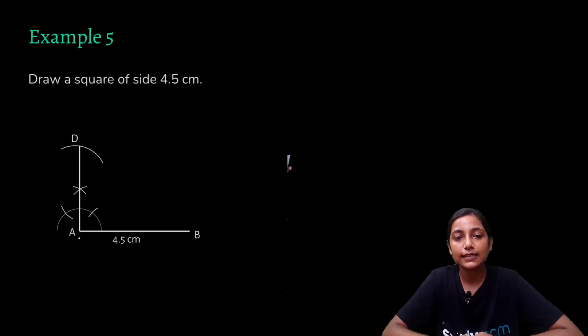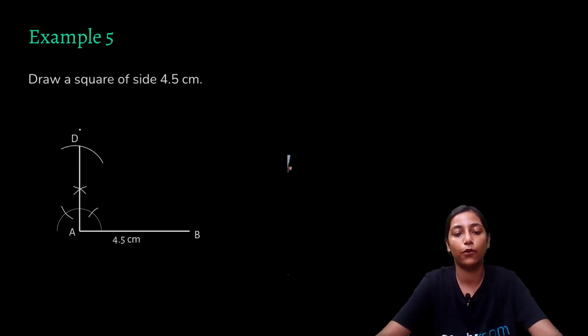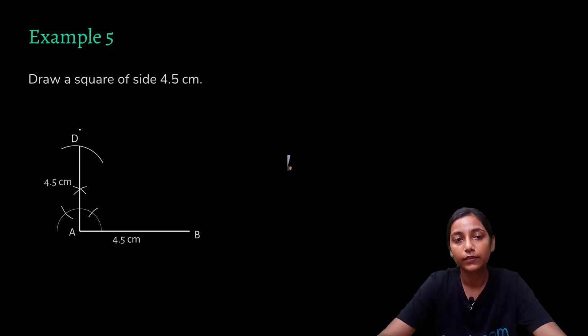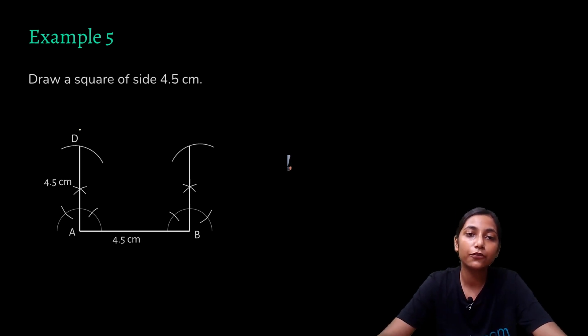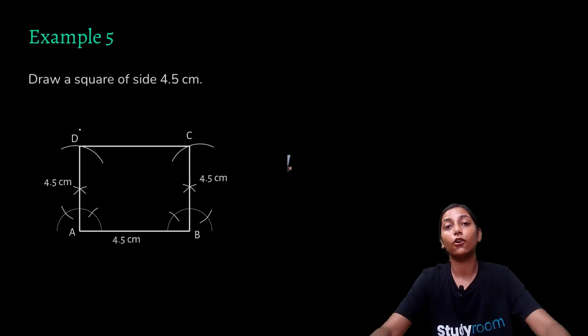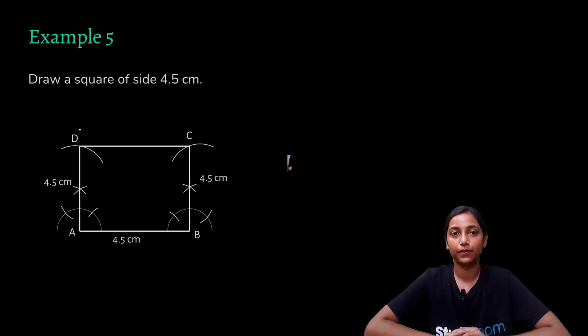So taking A as the center, draw an arc of radius 4.5 centimeters, and the point where this arc intersects the extended line is going to be vertex D of the square. Now do all these similar steps on vertex B also. Draw an angle of 90 degrees, extend this line, again draw the arc of radius 4.5 centimeters taking B as the center. This will be our vertex C. At last, join C and D, and you will get your whole square ABCD.